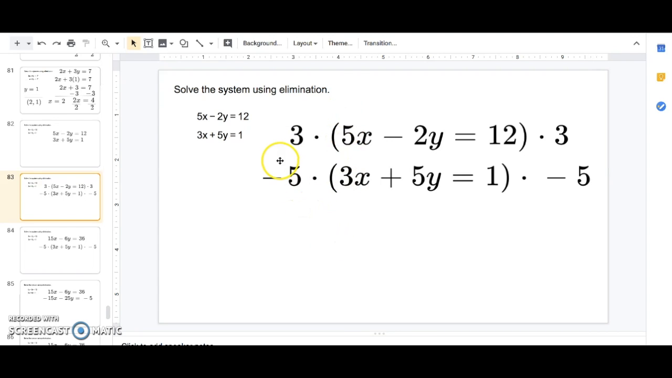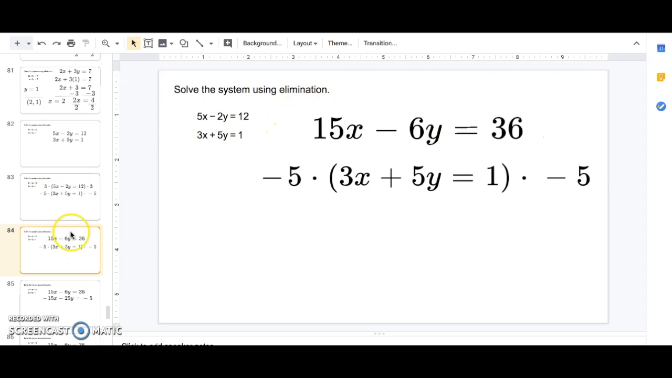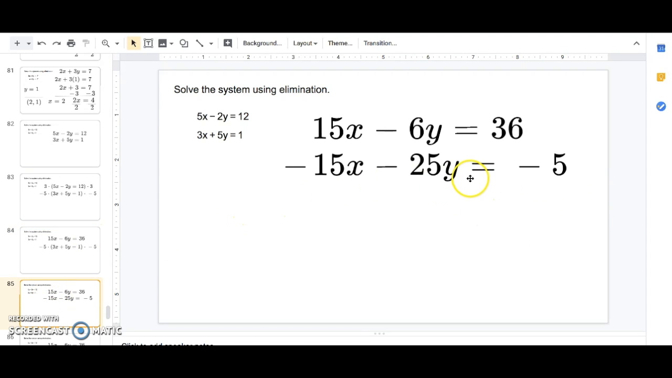But when you do that, you got to multiply everything by that number in the equation. So looking at the first equation, I'll have 3 times -2 and 3 times 12. And that gives me 15x minus 6y equals 36. So now for the bottom equation, I'm multiplying everything by -5. So then this term would have a -15. So -5 times 5y is -25. And then -5 times 1 is -5. So then this will be the equation once I multiplied everything by -5.